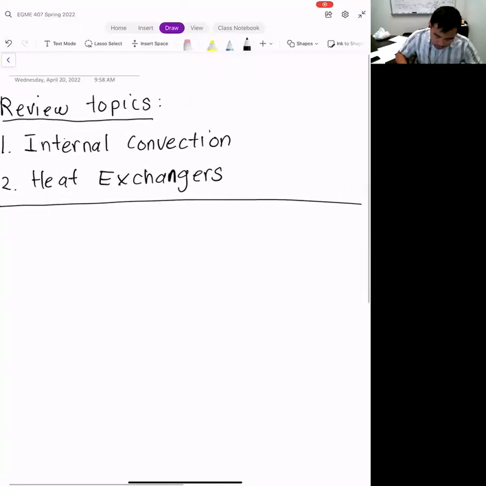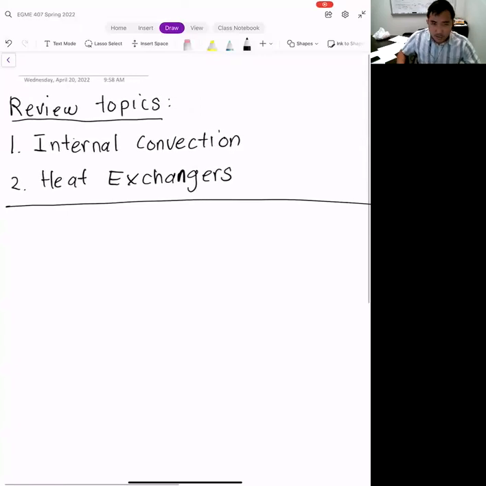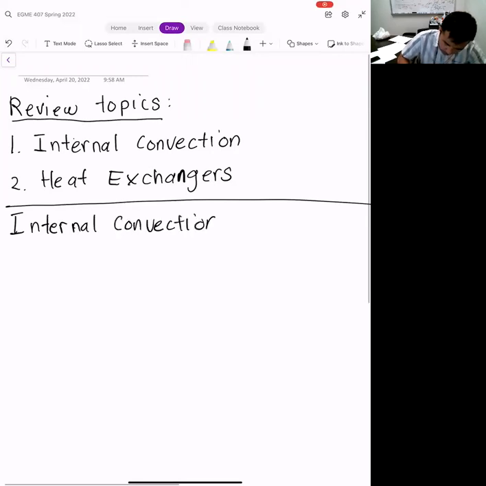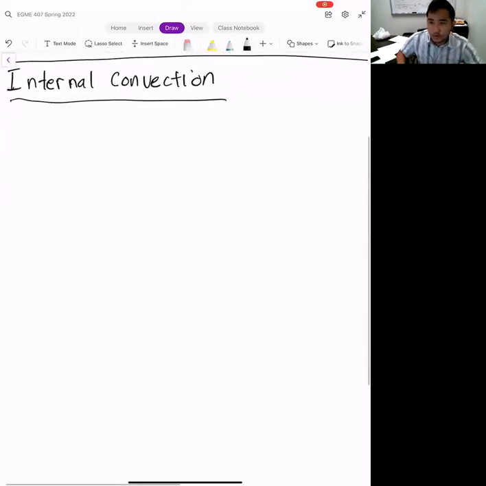All right, so let's go over internal convection, and it's kind of nice because these two topics are related to each other. Internal convection is almost like the prelude or the precursor to heat exchangers. When we're talking about internal convection, we're talking about the heat transfer to a flowing fluid that's inside some kind of flowing device. Most of the time, it's going to be a pipe.